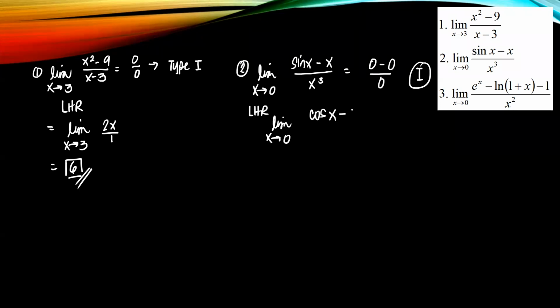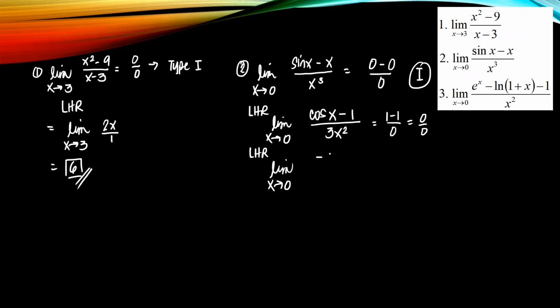Cosine of x minus 1 over 3x squared. Okay, let's apply. Cosine of 0 is 1 minus 1 over 0. So it's still 0 over 0. It's still a type 1. So long as it's type 1, maybe we can apply L'Hopital's rule once more.